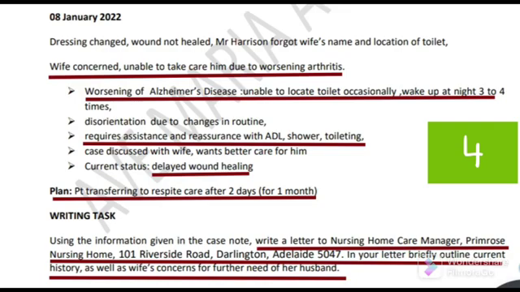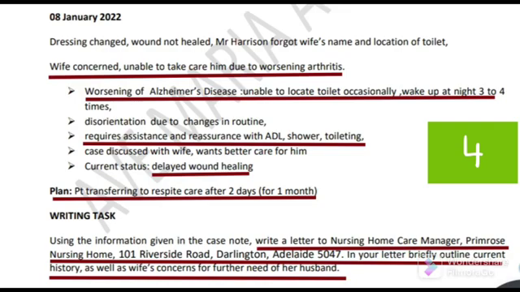We could see worsening of Alzheimer's disease, unable to locate the toilet occasionally, waking up at night 3 to 4 times, and they have given disorientation due to changes in routine, requiring assistance and reassurance with daily living activities, showering and toileting. These all actually come as a recommendation also, because they didn't give any other recommendations. The care was discussed with the wife, and she wants better care for him. So this is the request by his wife.